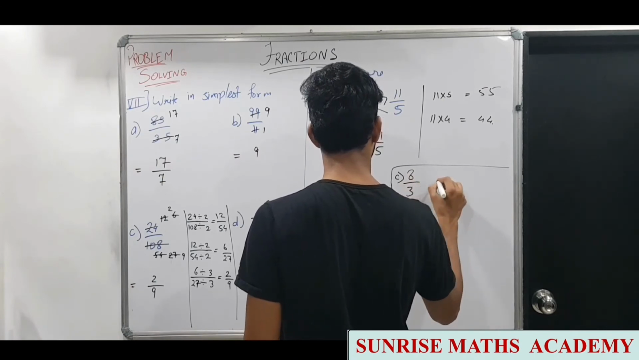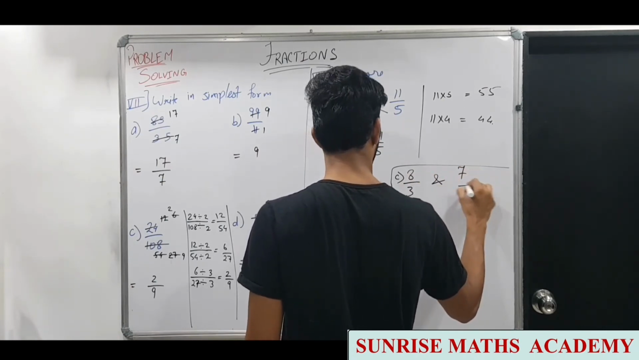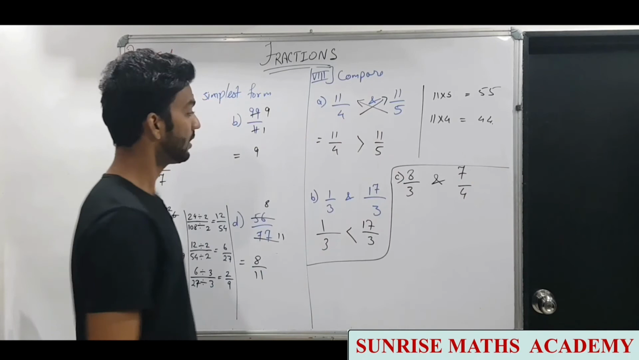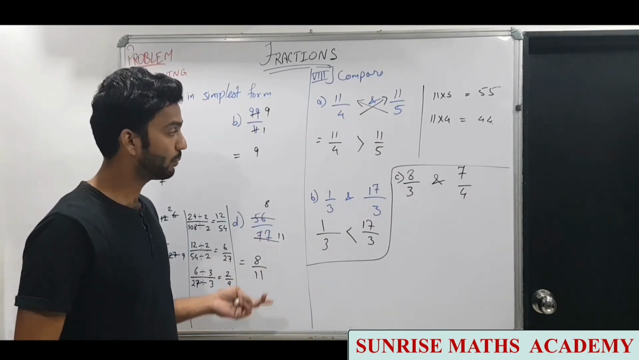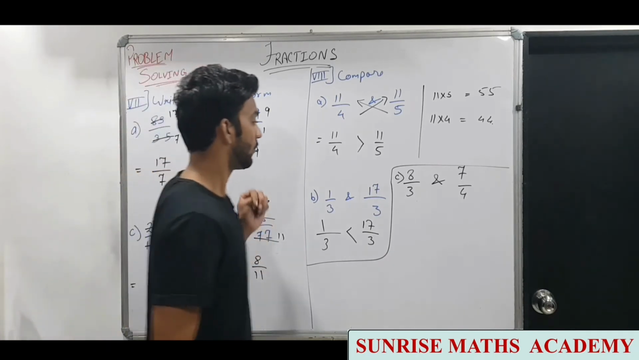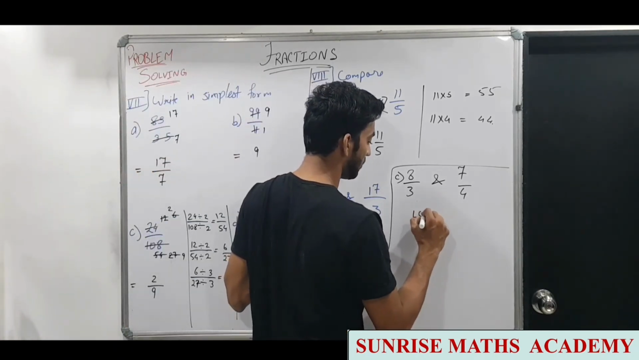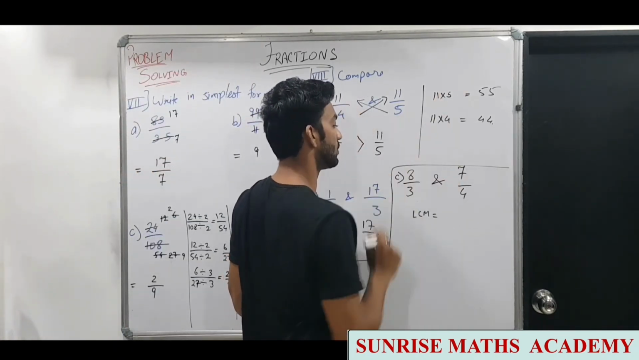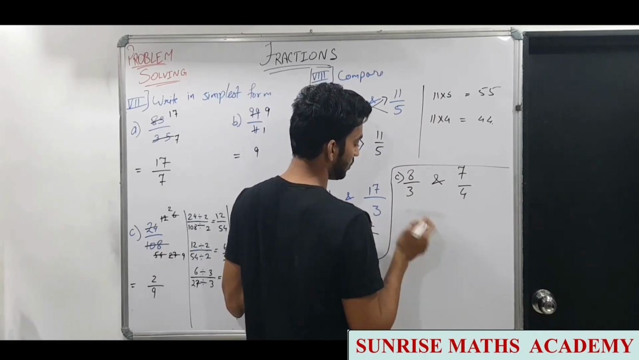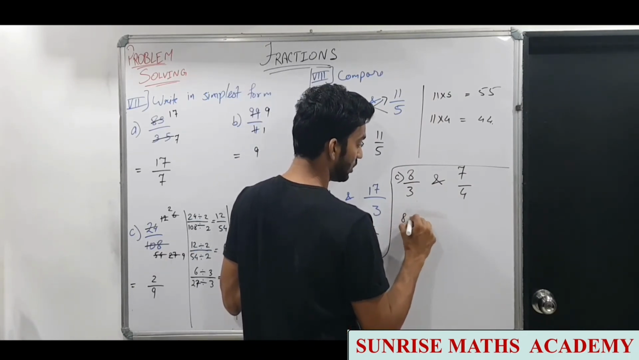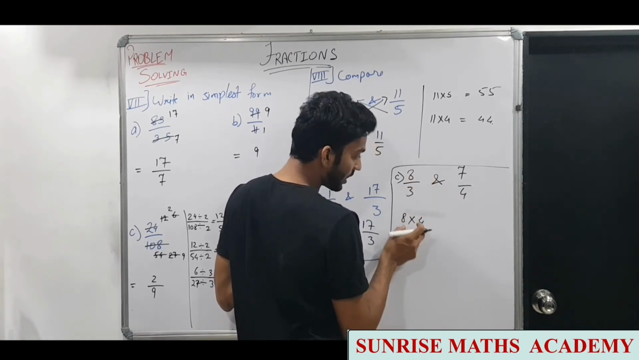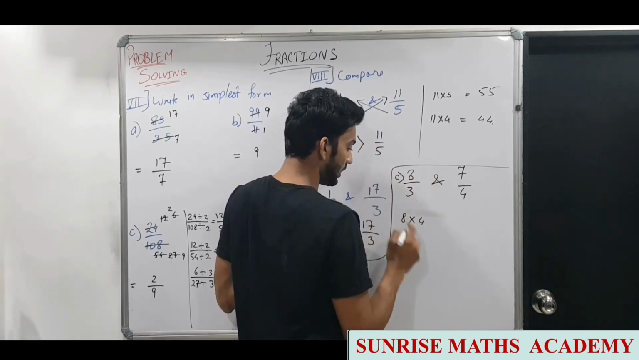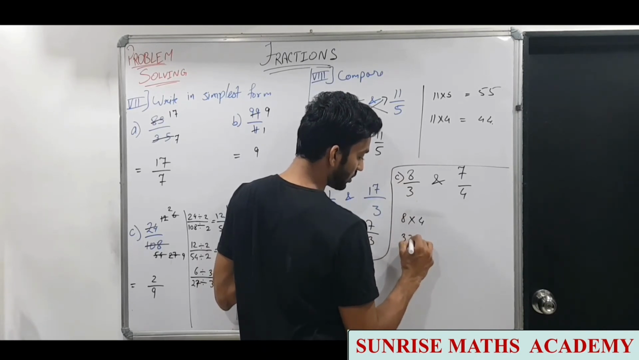8 upon 3 and 7 upon 4. Last question and compare. Now here neither the numerator is same nor the denominator. So we have to make the denominator same. For that we need LCM of the denominator, or we can use the cross multiplication method. So here we will use the cross multiplication. So 8 into 4. Now यहाँ पे numerator किसका है? इसका. तो ये value इसके लिए है. So 8 into 4 is 32.